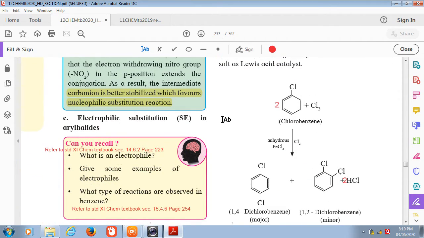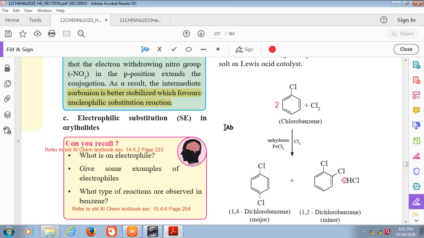Now this is about the nucleophilic substitution. So at normal condition, haloarenes do not prefer to undergo nucleophilic substitution, but if there is an electron withdrawing group such as NO2 group at ortho, para or both ortho and para, then the reactivity of that haloarene goes on increasing. Now next reactions are electrophilic substitution reactions in aryl halide.